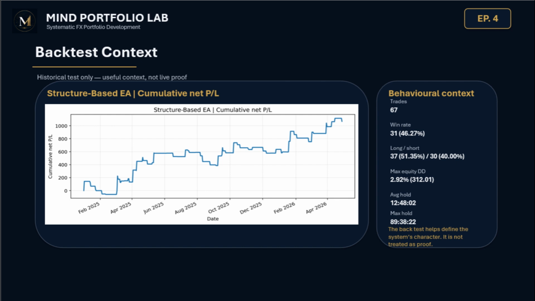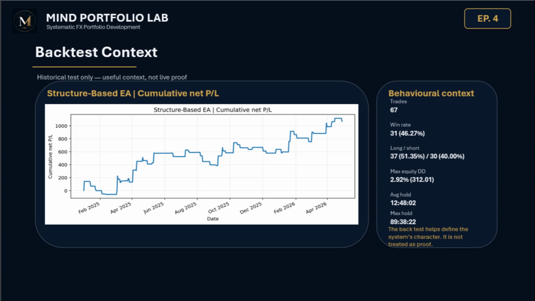This means the system can have overnight and sometimes multi-day exposure. That creates a different type of risk from a strategy that normally closes within a few hours. Longer holding time is not automatically better or worse. It just needs to be understood. Longer holds may allow the EA to capture larger movement when the structure plays out, but they can also bring exposure to overnight gaps, news, changing conditions, and wider portfolio overlap. That is why the holding profile matters as much as the headline result.